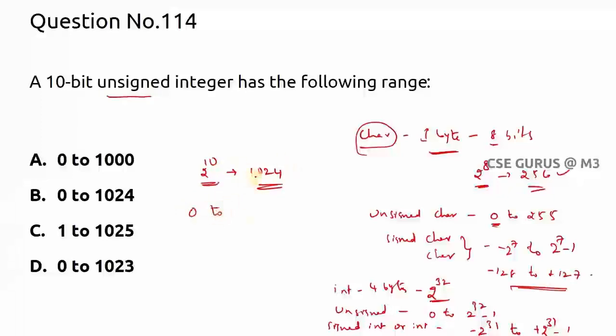So 0 to how many values will it consider? Totally 1024. That means 0 to 1024 minus 1, that is 1023. So 0 to 1023 means totally 1024 values it will consider in the range. So which option is correct? Option D.